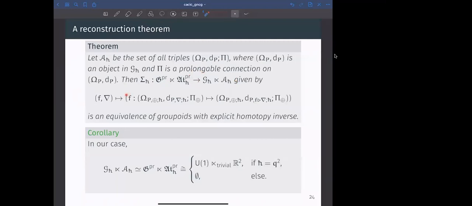So in particular, this justifies the notion of gauge transformation. And this is an equivalence of groupoids with explicit homotopy inverse. In fact, it realizes this groupoid as a deformation retraction of this groupoid, and everything is extremely explicit. And so in our case, this means that the groupoid encoding the gauge theory is essentially isomorphic to this gauge group action groupoid, which is either the action groupoid of the trivial action of U1 on the plane if H bar is Q squared, or the empty set otherwise. So this is justifying the notion of gauge transformation.